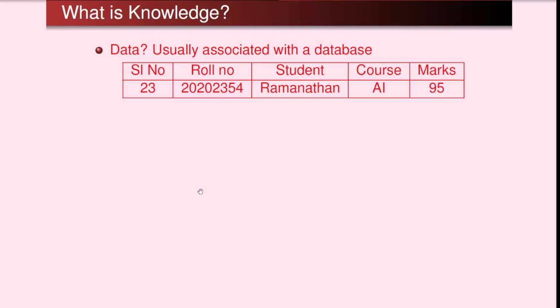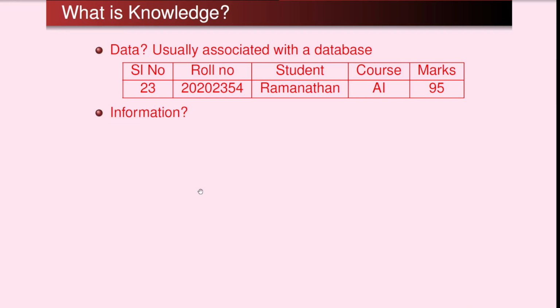Now, in order to go into knowledge, we have to see what is data. When we say data in computer science terms, it is usually associated with some kind of database. Suppose you take this example: in the first column you see serial number, then roll number, the name of the student, the course and the marks. Given this table, what will come to your mind? Okay, the student with serial number 23 has scored 95 in AI.